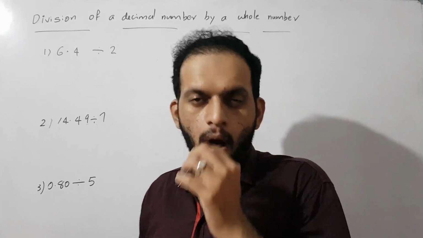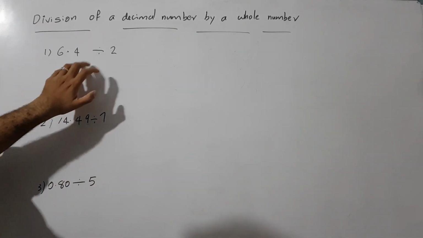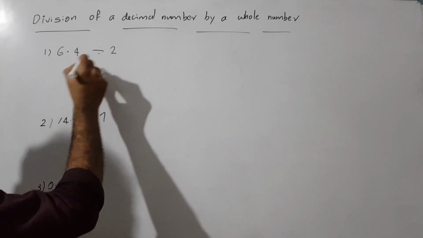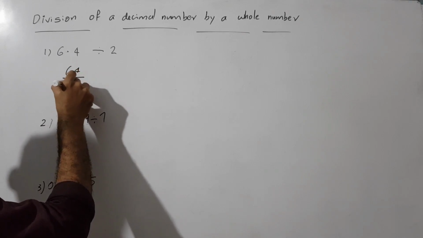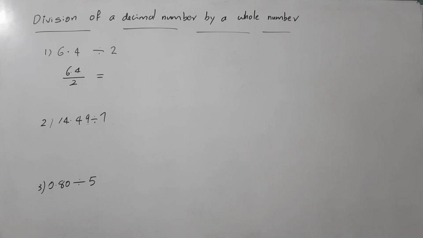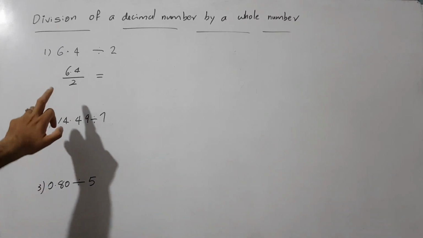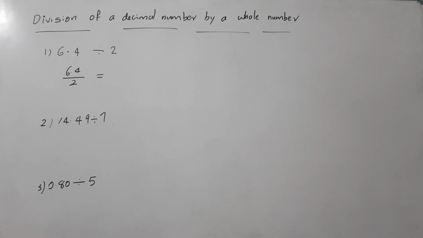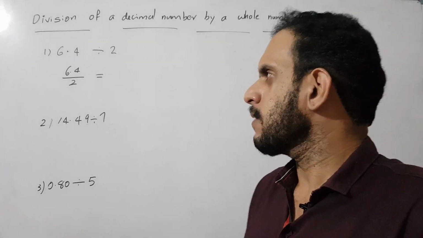So how do we divide the number? The same idea. The first example is 6.4 divided by 2. For our convenience, I write it like this: 6.4 divided by 2. Don't forget, if we need to divide a decimal number by another number, the denominator should be a whole number. Otherwise we can't divide. I think you got it. Then how do we divide?